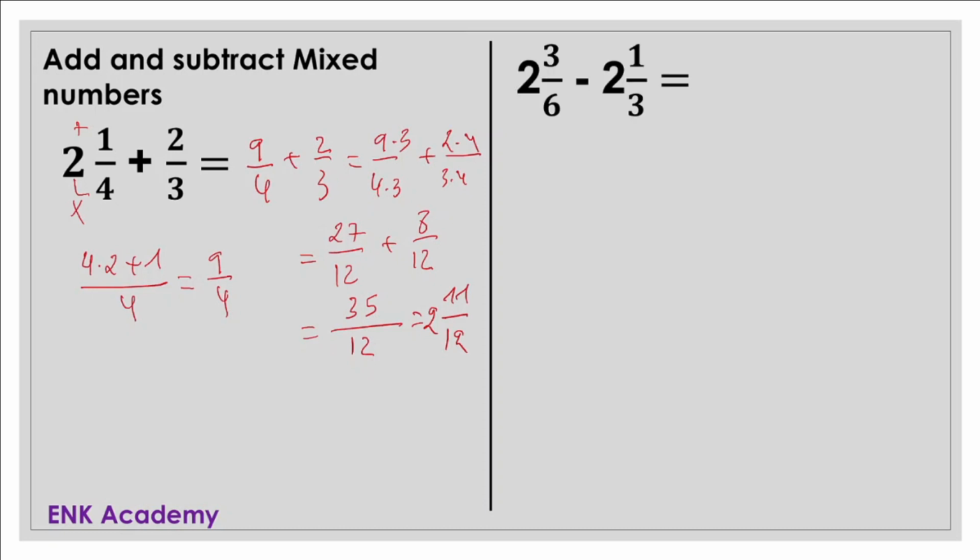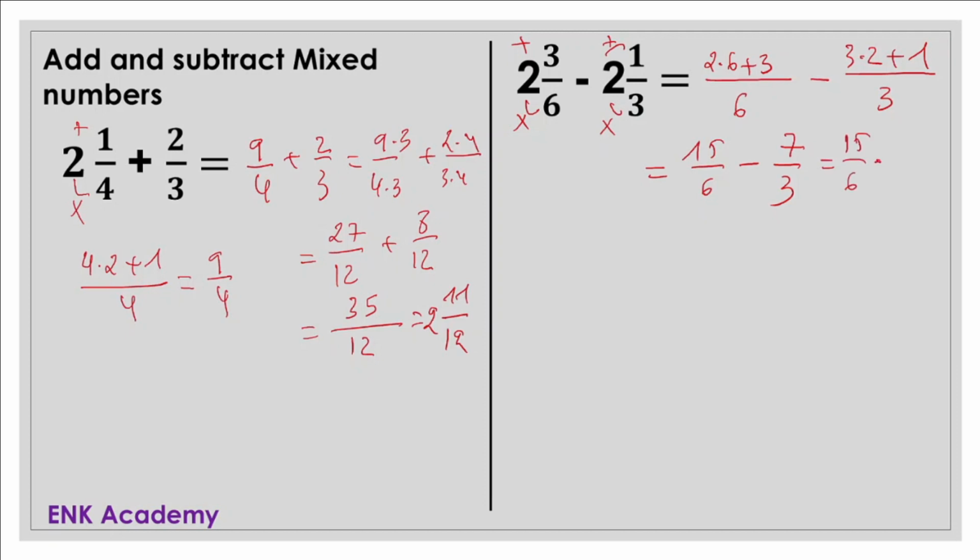Similarly, if you want to subtract two mixed numbers, we need to convert them first into improper fractions. We multiply here and we add. We multiply and we add. So what is happening here now is over 6, we have 2 times 6 plus 3, minus 3 times 2 plus 1, which gives us 12 plus 3, which is 15 over 6, minus 7 over 3.